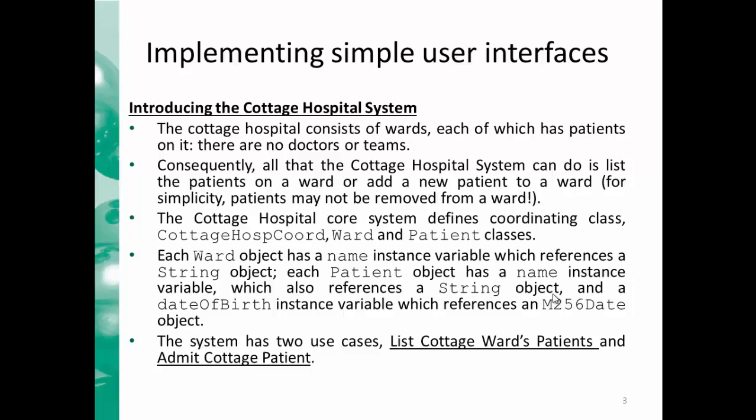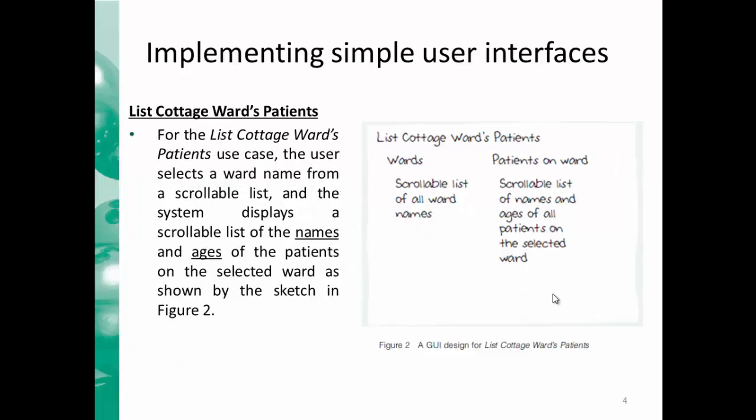Each ward object has a name instance variable which is referenced as a string. Each patient object has a name instance variable which also references a string, and a date of birth which is an instance of the reference type M256 date object. It has simply two use cases: list Cottage wards patient and admit Cottage patient.